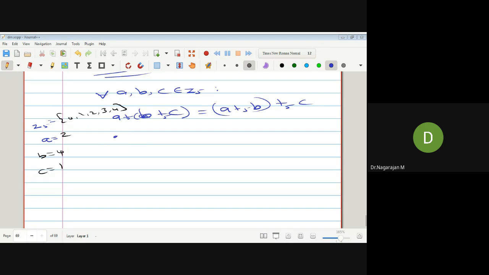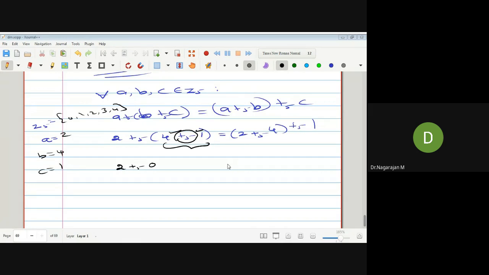On the left side, I use 2 plus, addition modulo 5, b value 4, addition modulo 5, 1. This is called the left side, and I am also using the right hand side. What is the a value? 2 plus, addition modulo 5, b value 4, and the c value is 1, addition modulo 5. Now easily add 4 plus 1. The result is 5. But what is the addition modulo 5 result of 5? It is 0. So the left side is 0.